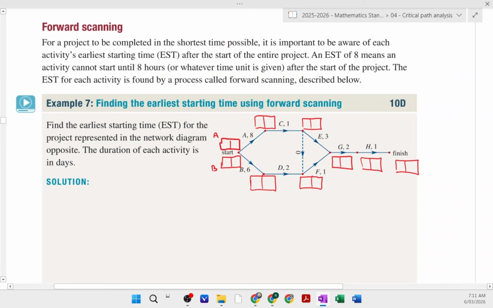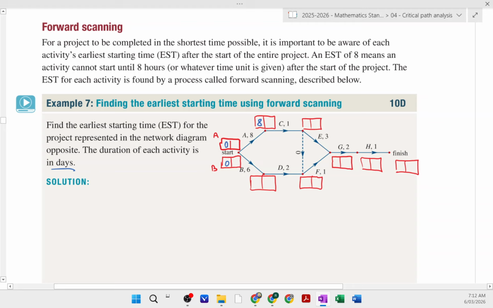So the earliest start time. What we do is we have a look at it and go, okay, what is the earliest start time for A? Well, hopefully for A and B, it is fairly straightforward and obvious that they start at time 0. So that is the earliest time they can start. So now we'll head up to C. Now, C can only start when A is finished. A is going to have a duration of 8 days in this particular case. So C can only start after 8 days because that's the only time that A is finished.